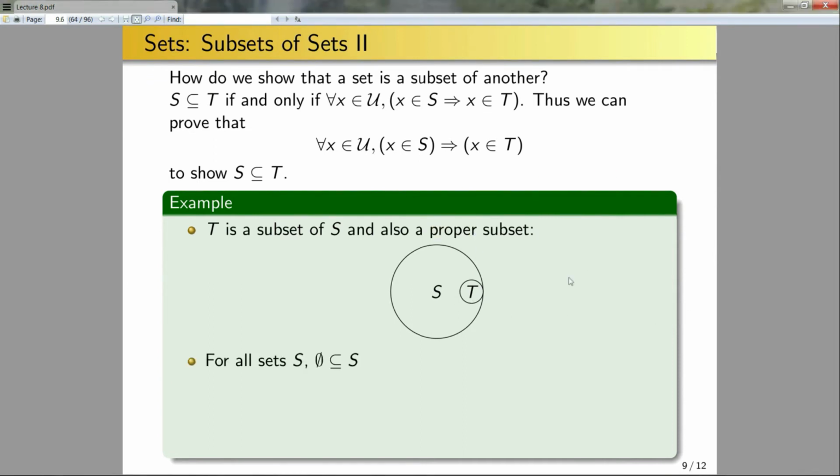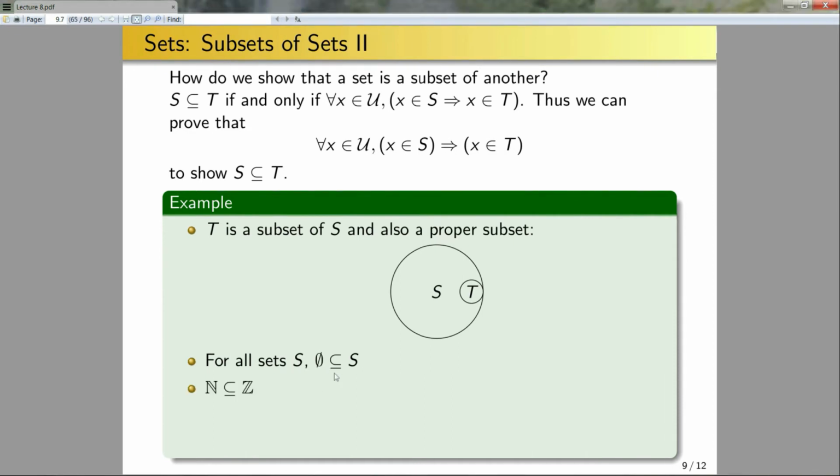Now, another case. For all sets S, the null set is a subset of S. So why would this be true? Pause the video for a second and think about why this could be true. Okay, so why would this be true? Well, explicitly, I want to show that for all X in the universal set, if X is in the null set, then X is in S. So in this case, I know that this statement here is never true since the null set is empty. Therefore, this is saying for all X in U, false implies something. I don't care if it's true or false. I know that that's a true proposition. Thus, in this case, this is vacuously true.